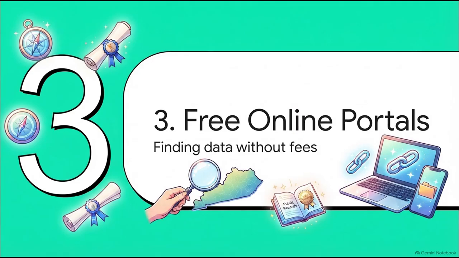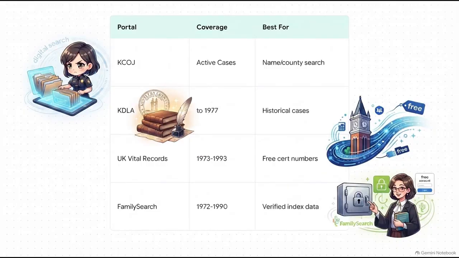Section 3. Free online search portals. Finding the data without the fees. There isn't just one magic master database for this. Your digital toolkit depends entirely on the era you're researching. Looking for active or recent cases? You'll want the KCOJ portal. What about historical cases stretching way back to a county's founding, up to 1977? The KDLA is going to be your best friend. For that very specific 1973 to 1993 window, the University of Kentucky actually hosts an incredible free index.